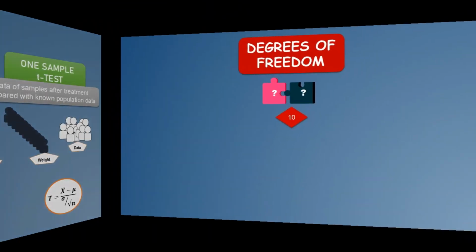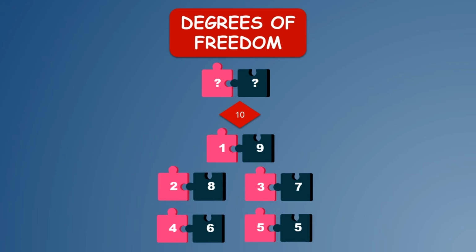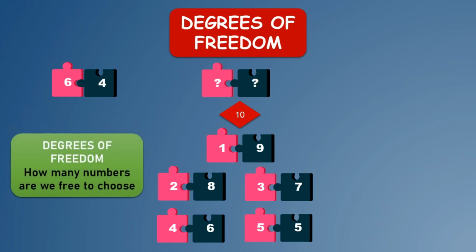Another thing to know is the degrees of freedom. To explain this, let's take a puzzle. If I tell you to give me two numbers whose sum is 10, then you can give many combinations. But if I say that one of the two numbers is 6, then the second number you can say is 4. There is no other number you can take other than 4. Now we are not free to choose the second number. To put it in another way, I am free only to choose one number and the other number will depend on whatever the first number I have chosen. That is what degrees of freedom is.